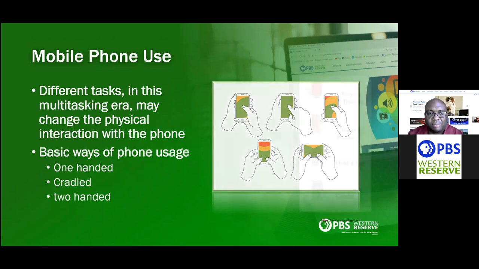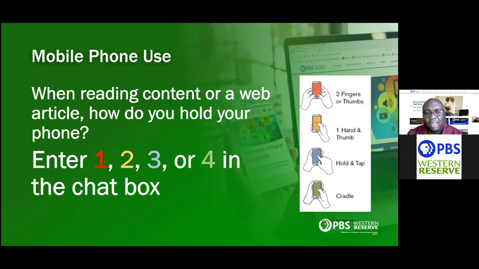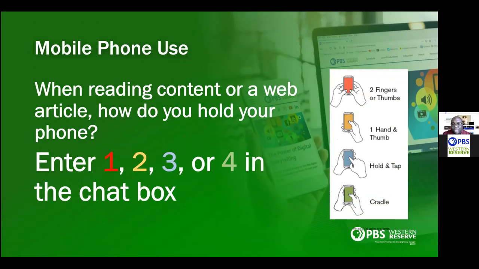Now here's the question. When reading content or a web article, how do you use your phone? In the chat box, you've got the numbers here: the red one, the yellowish two, the blue three, the green four. Look at the images, and in the chat box, place the number in which you find yourself using the phone most. When you're using your phone, how do you use it most? Is it two thumbs, one-handed, one thumb, hold, tap, cradle? Put numbers 1, 2, 3, or 4 in the chat box.